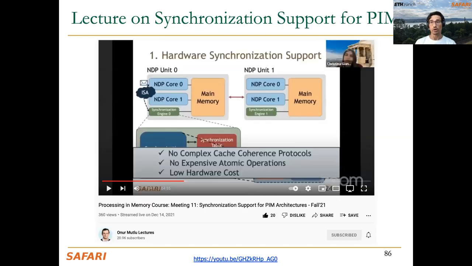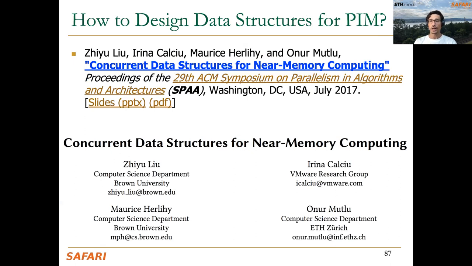Also, you can learn more about SynCron in the lecture that Christina Giannoula, who was the lead author of SynCron, delivered in the previous semester in this course, in particular in lecture 11. Related to synchronization as well, let me recommend another interesting reading on how to design efficient data structures for processing in memory. This work is on concurrent data structures for near-memory processing.